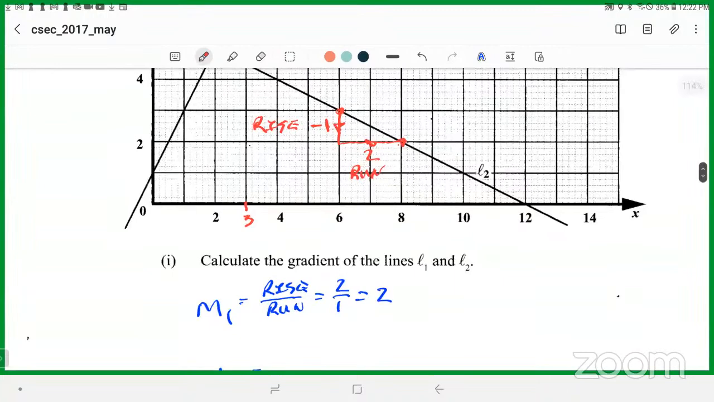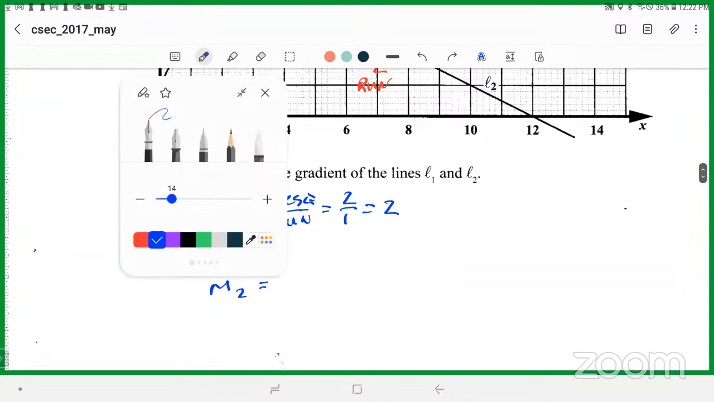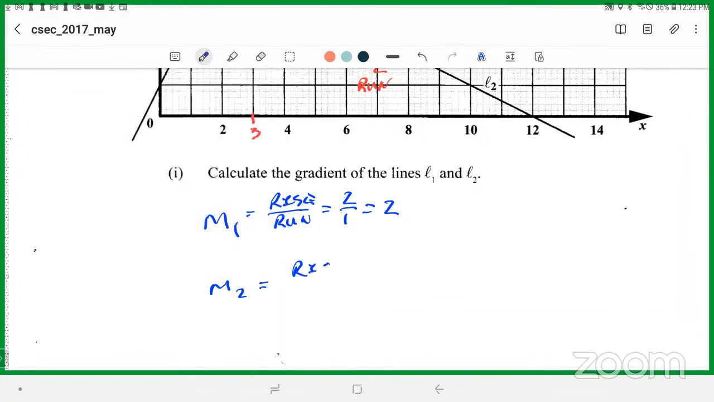I have the graph. I don't have to calculate. I can just count out the rise and count out the run between 2 known points. From 6 to 8, you're running 2. From 3 down to 2, you're rising negative 1. So for this line now, my rise over run for line 2 becomes negative 1 over 2. That is the gradient, negative 1 over 2.